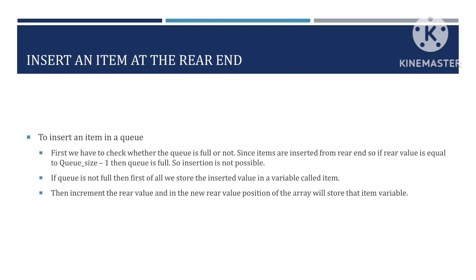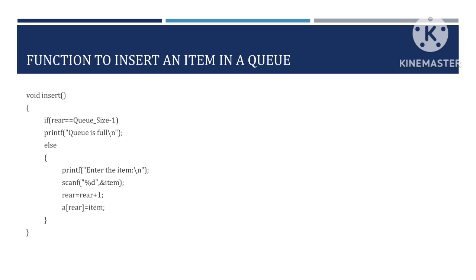So number one, insert an item at the rear end. Since in case of a normal queue, insertion is done from the rear end, we have three different steps that we have to follow to insert an item from the rear end in a queue. These three steps are: first, we have to check whether the queue is full or not. In this case, we assume that the queue is an array of a particular size.